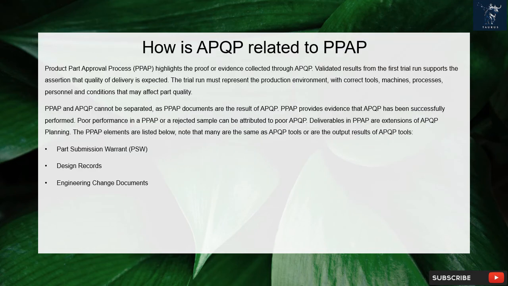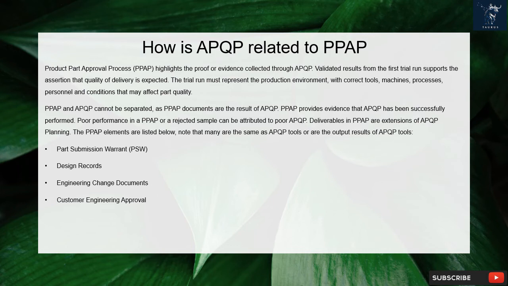How is APQP related to PPAP? Product Part Approval Process PPAP highlights the proof or evidence collected through APQP. Validated results from the first trial run support the assertion that quality of delivery is expected. The trial run must represent the production environment with correct tools, machines, processes, personnel, and conditions that may affect part quality.